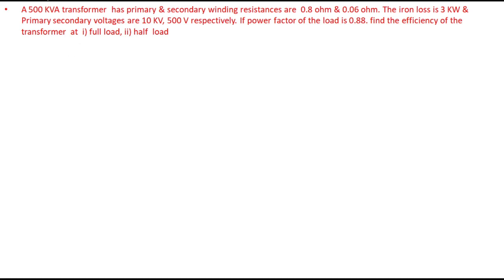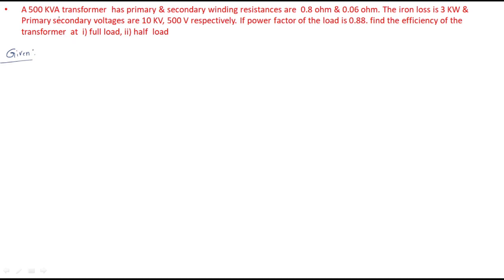Look at the problem. A 500 kVA transformer has primary and secondary winding resistances of 0.8 ohm and 0.006 ohm. The iron loss is 3 kilowatts and primary and secondary voltages are 10 kilovolts and 500 volts respectively. If the power factor of the load is 0.88, find the efficiency of the transformer at full load and half load. This is the formula. First write down the given data.